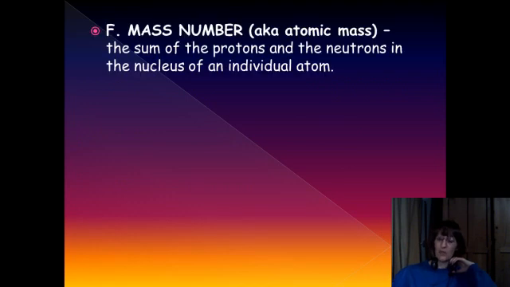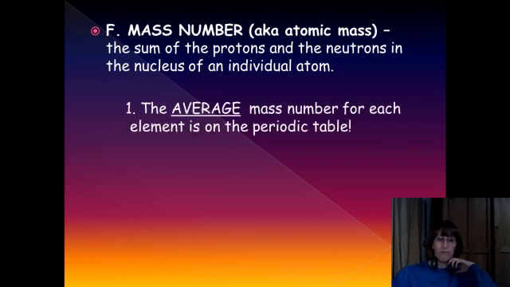Now, the mass number, also called the atomic mass or the atomic mass number, is the sum. Sum means you're going to add the protons and the neutrons in the nucleus of an individual atom. So to get the mass number, you add protons and neutrons. The average mass number for each element is on the periodic table, not the individual mass number. So you don't have a nice whole number like 6 protons and 6 neutrons. Where the number is 12, you have 12 point something or other. So it's the average mass that's on the periodic table.